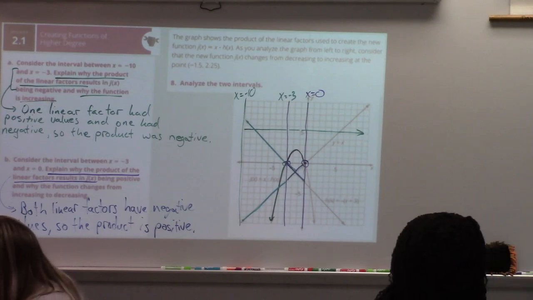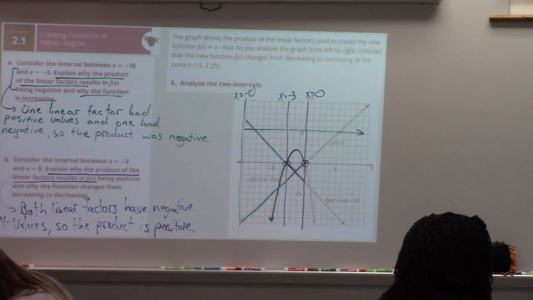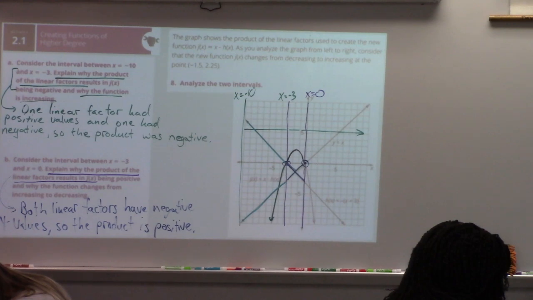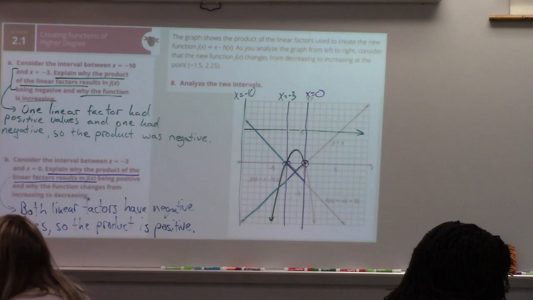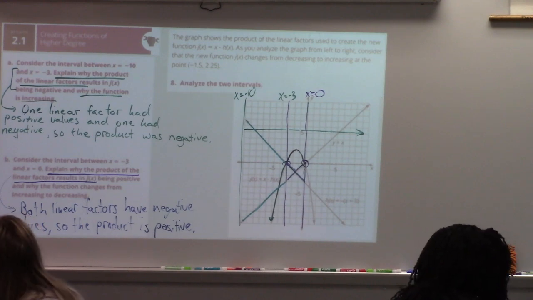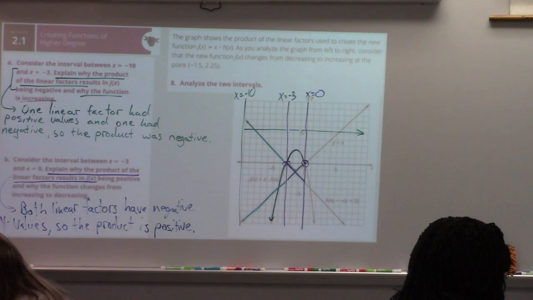Like 5 times 5, 25. Correct. The product is 25. 5 and 5 would be your factors that are multiplied to get the product. Okay? So both linear factors have negative y values, so the product is positive, which is why that parabola has positive values there.